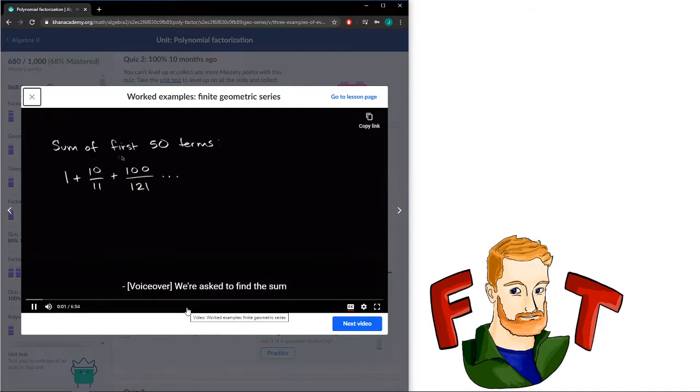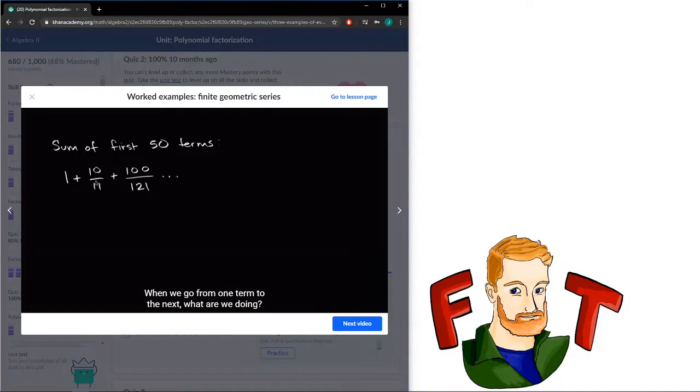So we're asked to find the sum of the first 50 terms of this series. And you might immediately recognize it as a geometric series. When we go from one term to the next, what are we doing? Well, we're multiplying by 10 elevenths. To go from 1 to 10 elevenths, you multiply by 10 over 11. Then you multiply by 10 over 11 again. And we keep doing this. And we want to find the first 50 terms of it.